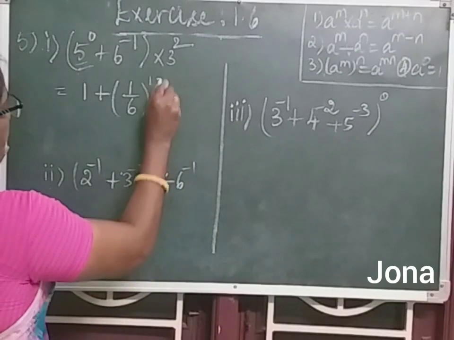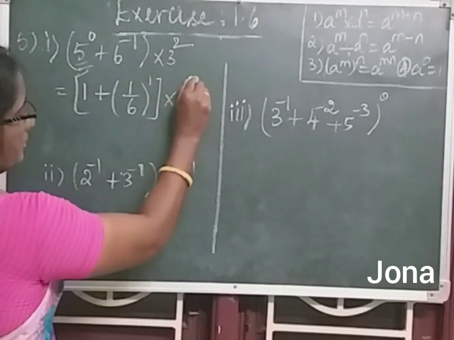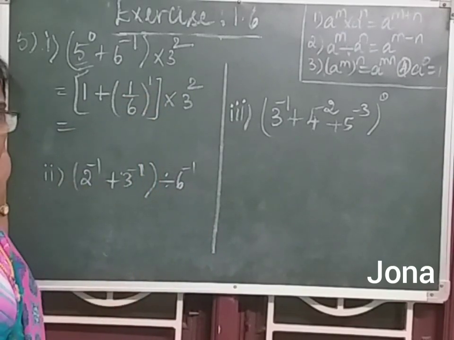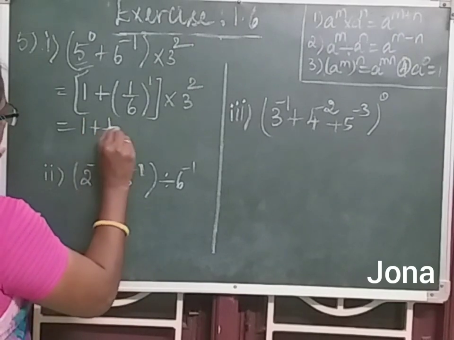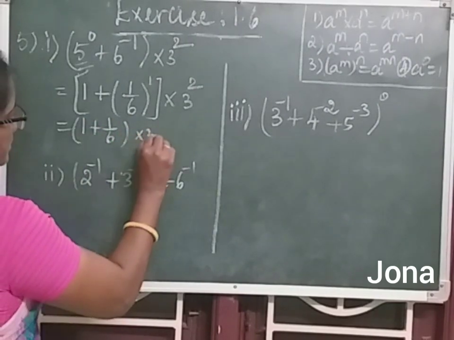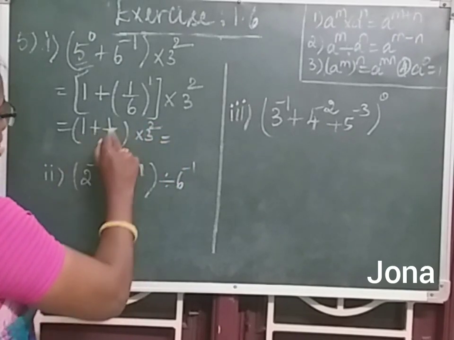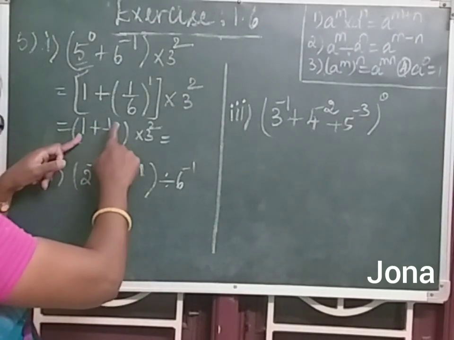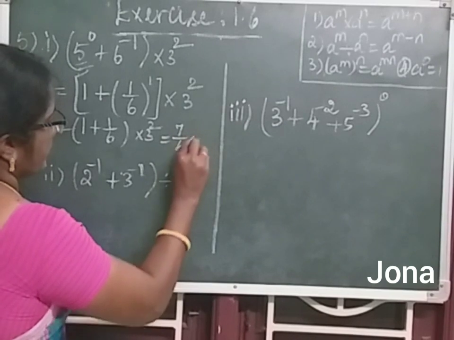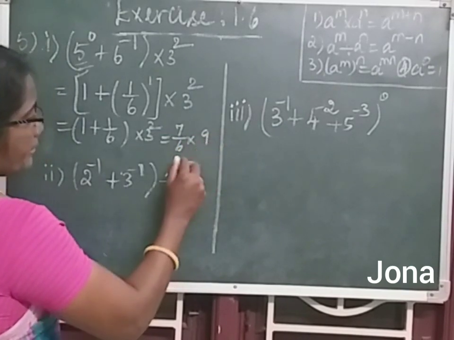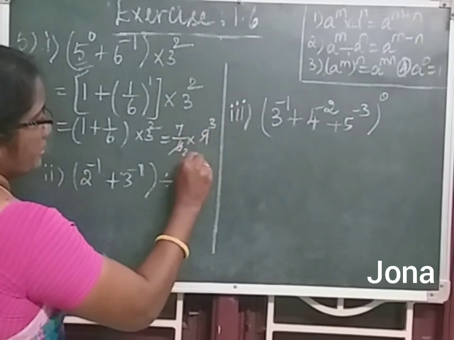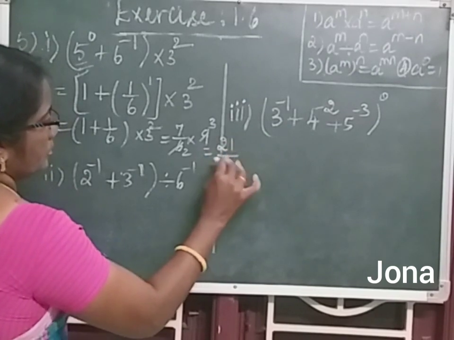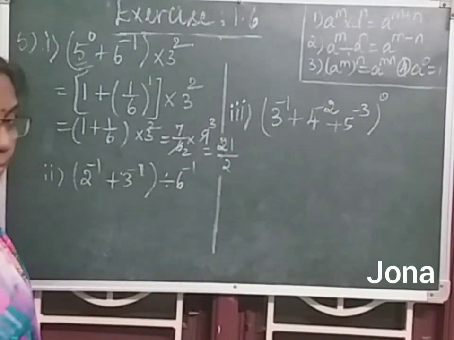Into 3 power 2, keep as it is. And then here 1 by 6 power 1 is nothing but simply 1 by 6, isn't it? So I can write this as (1 plus 1/6) into 3 square. Here 1 plus 1 by 6, I can take the LCM and simplify that. So if you cross multiply, 1 sixes are 6, plus 1, 7. So 7 by 6 into 3 square means 9. I can cancel by 3 table, here 3 times, here 2 times, so that the answer will be 7 3s are 21 by 2. So the answer is 21 by 2.